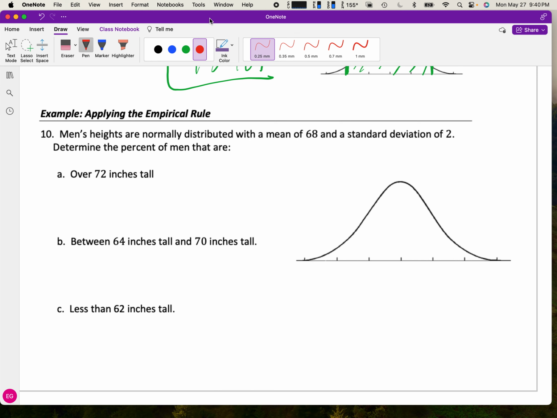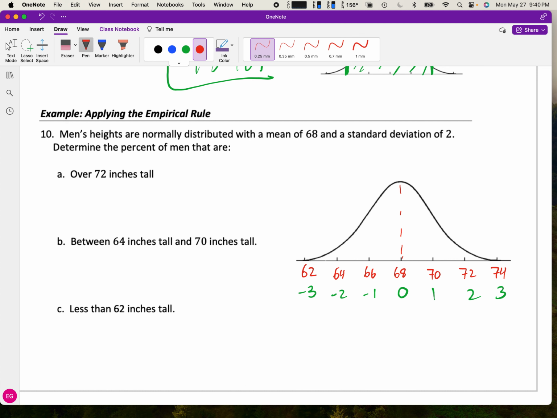So first things first, we got men's heights are normally distributed. All heights are normally distributed, not just men's, everyone's. So we have 68 goes right in the middle, right? Because that's where our mean goes. Standard deviation of 2. That means that each one of these little tick marks is adding 2, because each tick mark is 1 standard deviation away from the mean. And if our standard deviation is 2, then that means we go 2 away. And then I can go backwards, 66, 64, and 62. If I correlate that to our z-scores, those are z-scores of 0, 1, 2, 3, and then going backwards, -1, -2, -3.